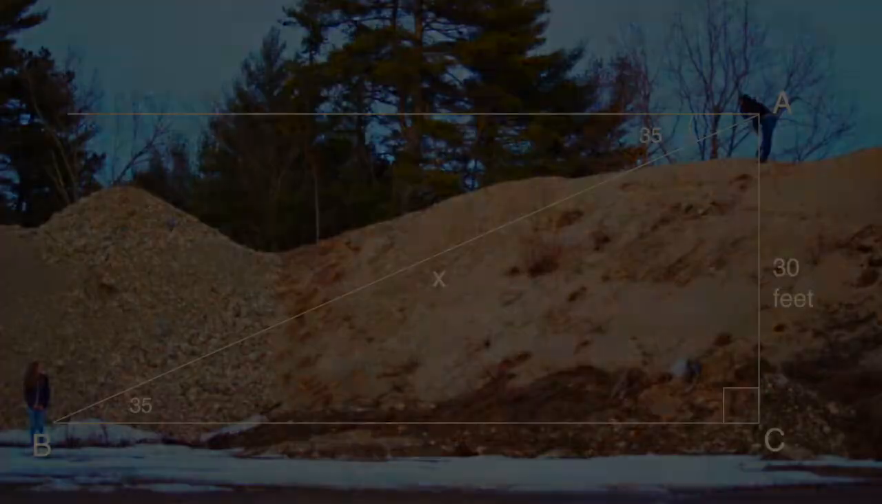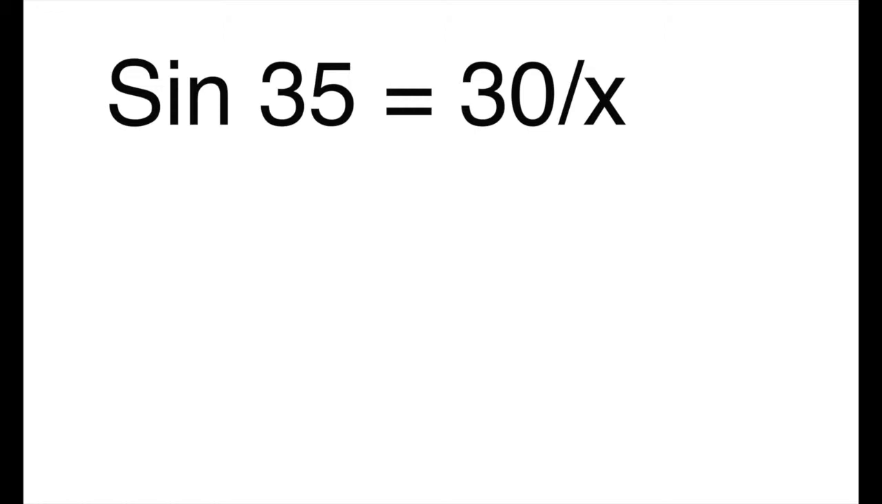We know that this angle is 35 degrees. That means that this one is also 35 degrees. We're now going to try to find x using sine. Sine 35 equals 30 over x. We got this equation by using SOHCAHTOA.